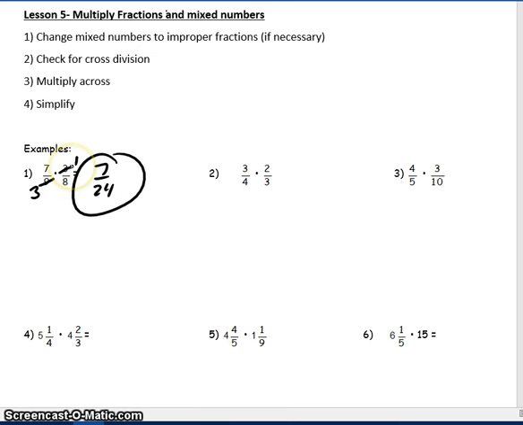Without it, I'm multiplying the 7 times the 3 and getting 21, I'm multiplying the 9 times the 8 getting 72, and now I'm simplifying that fraction. Let's stay away from it, people. Use the cross division.